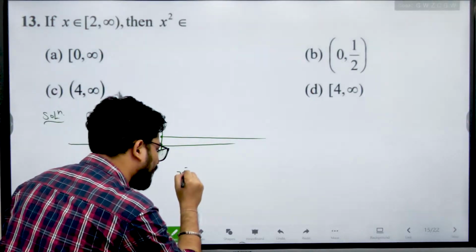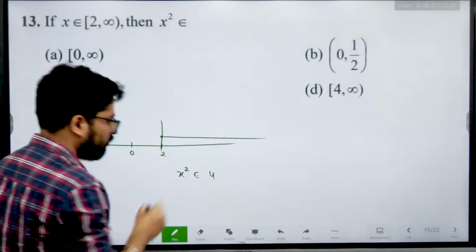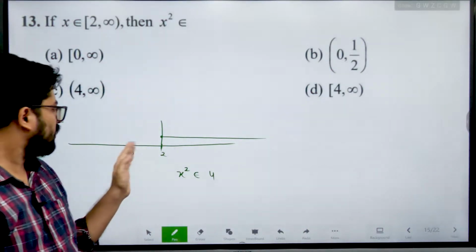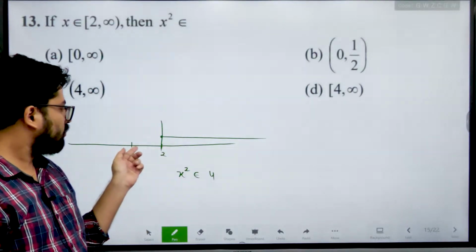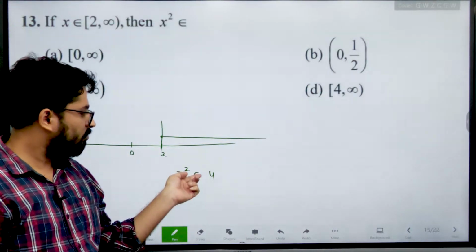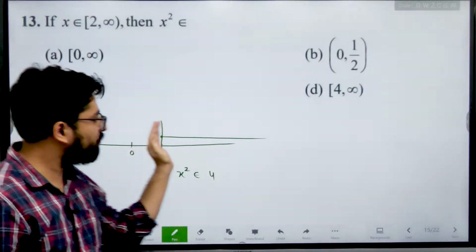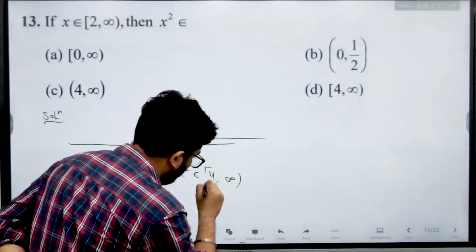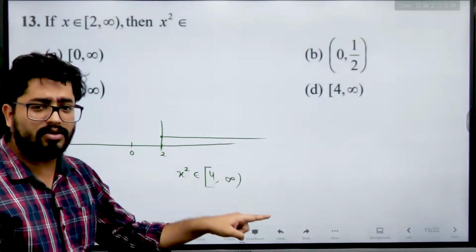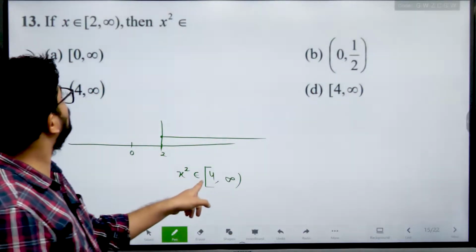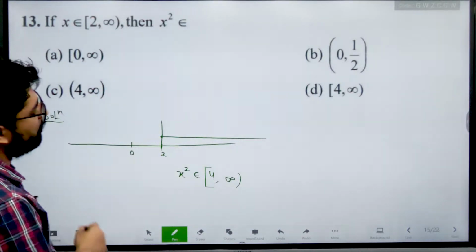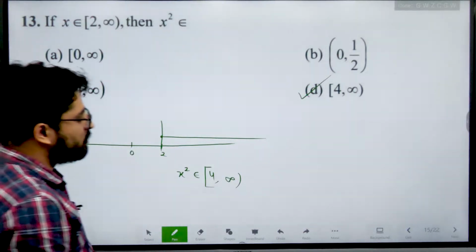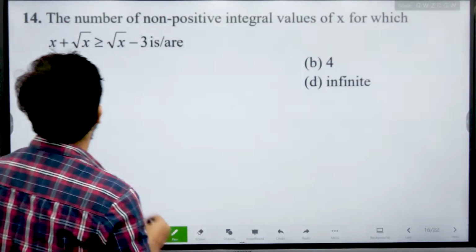So the minimum value of x square is here, that's 4. X square cannot be less than 4. Got it? And whenever x goes to infinity, x square tends to infinity, so 4 to infinity, and 4 is closed. Why? Because x is equal to 2, so x square can take the value 4. So x square belongs to 4 closed to infinity open. So the final answer is D. Okay, now the next question is here.